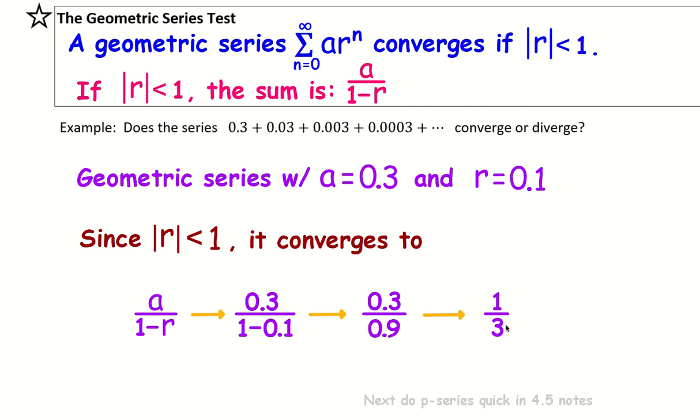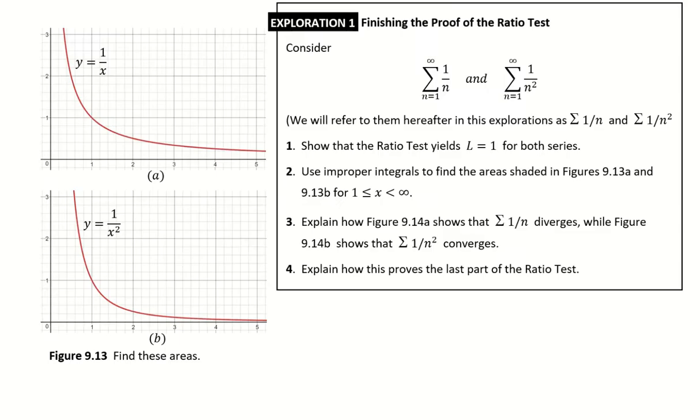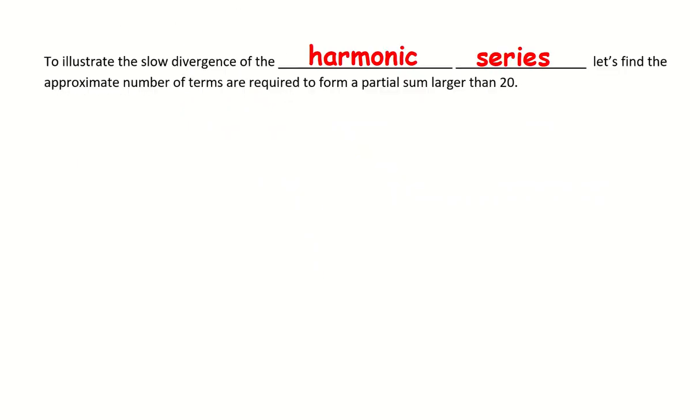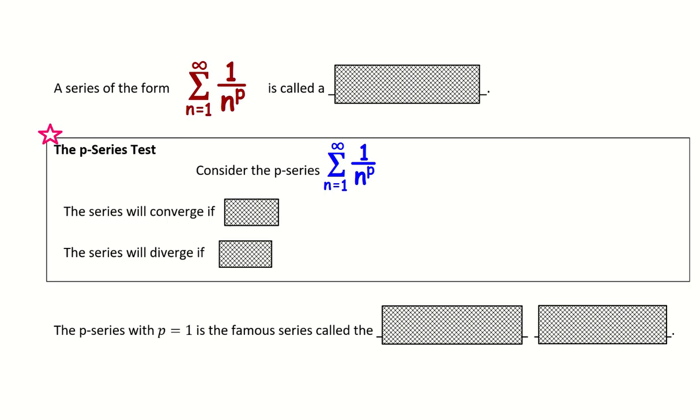So if you want to break it up into a couple of days for 4.4 and a couple of days for 4.5, then go ahead. But I want to show you this P-series test. This is another really, really basic kind of test.